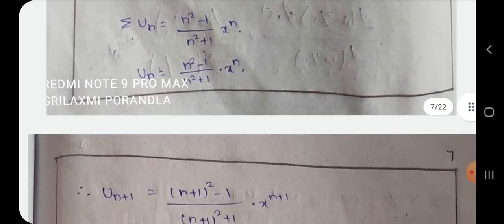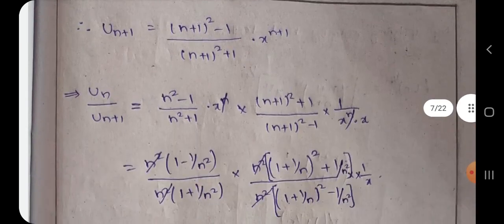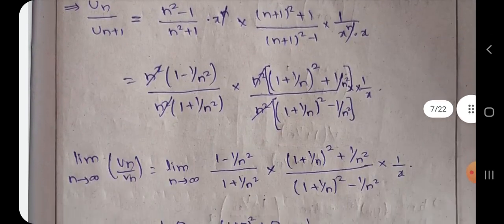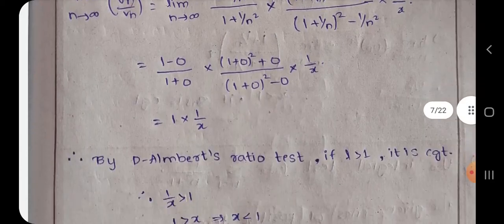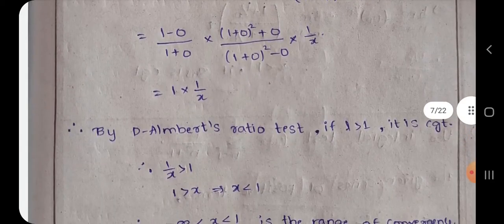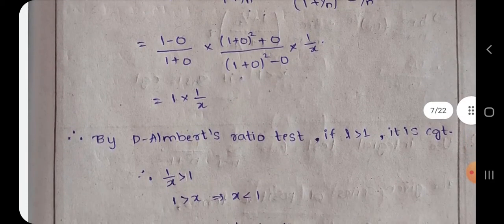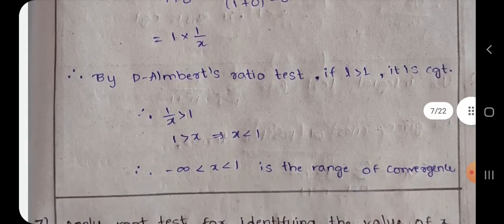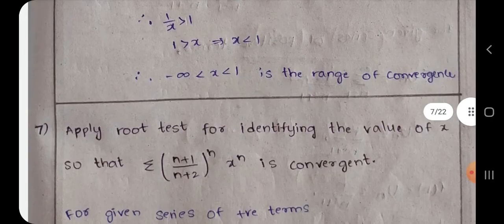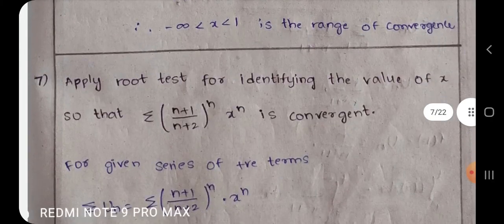Again by using D'Alembert's ratio test, you are finding un plus 1, doing the simplification, and finally you are getting the final answer 1 by x. So in order to say convergent, greater than 1, that is your range.